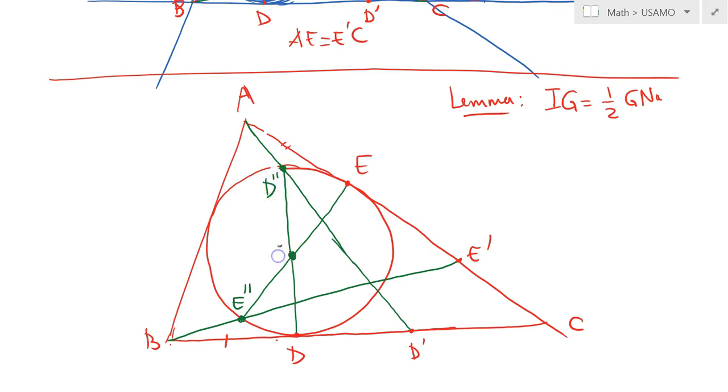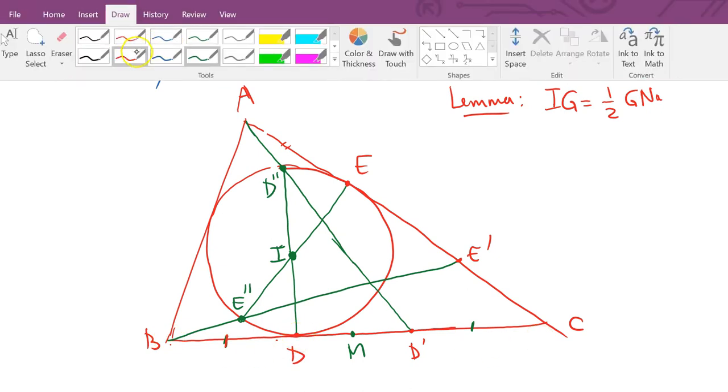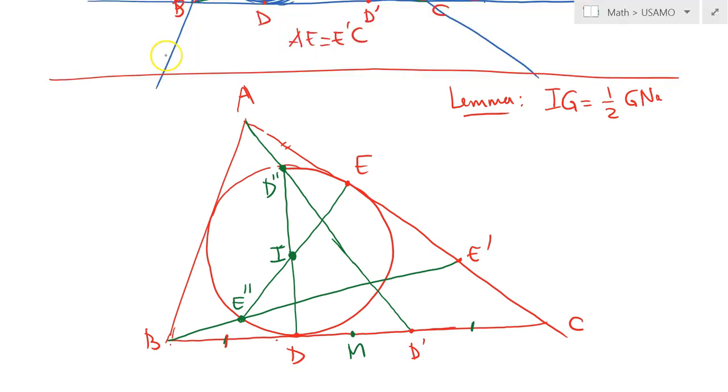But notice that this point here is the incenter, right? So this distance here is equal to that distance. Now we are up to something. The midpoint here is M. M is the midpoint of not only BC but also DD prime, because BD is equal to D prime C. So now I will go ahead and draw the median from A.